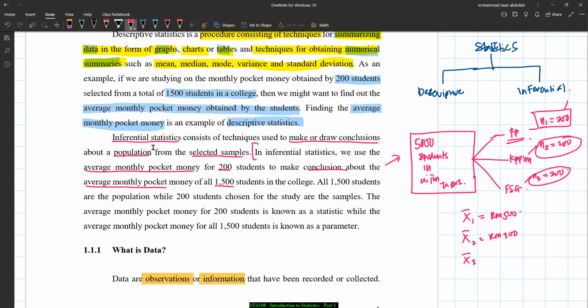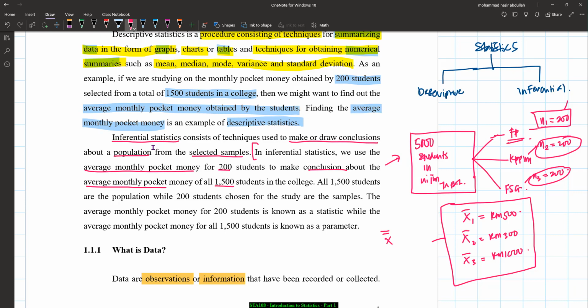The last faculty, FSG, dia kata RM 1,000, for example lah. Right? So this is average monthly pocket money, right? For each of 200 students. So from these 3 measures, I akan cari mean of the mean.